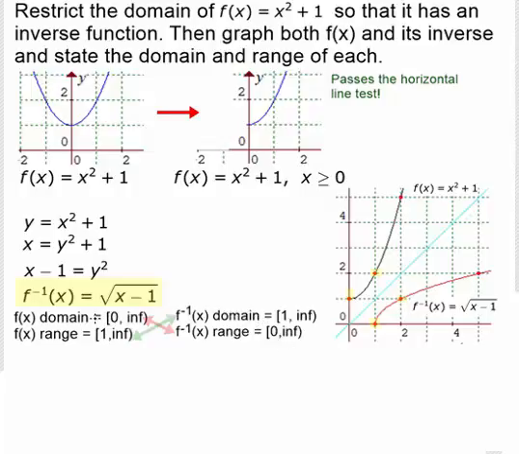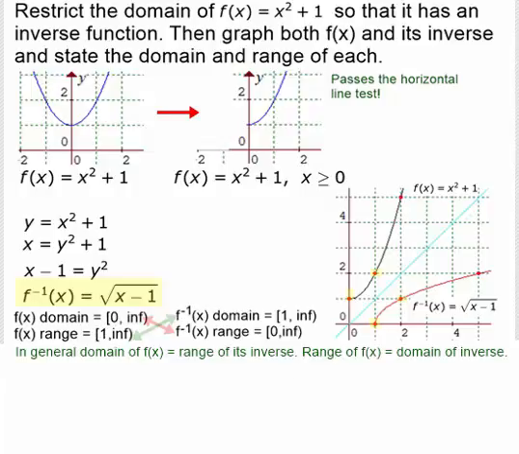And you notice something here. The domain of f of x is equal to the range of the inverse. And the range of the f of x function is equal to the domain of the inverse. And I have a note here that in general the domain of f of x will equal the range of its inverse, and the range of f of x will equal the domain of its inverse. That will always be true, and it's true because the inverse is obtained just by switching x with y.